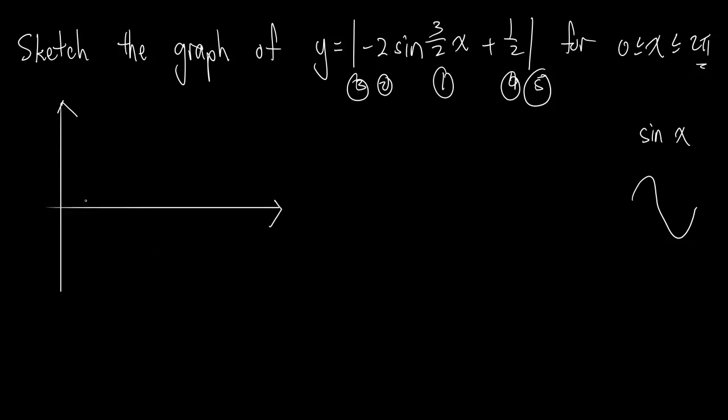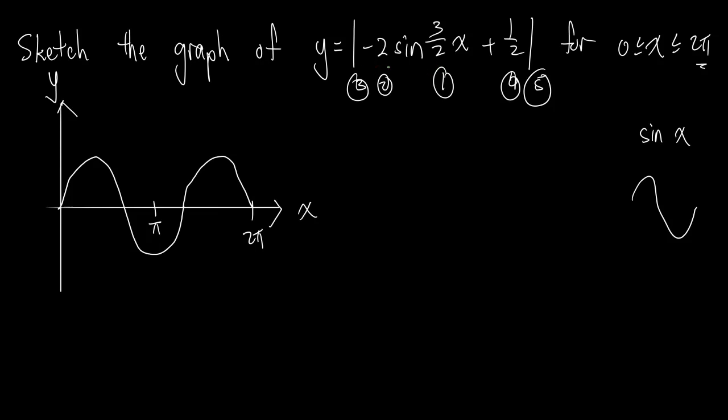So 1.5 cycles basically looks something like this. You draw one full cycle, that's a full cycle, and then another half cycle. Here it will be 2 pi, and here it will be pi. And here's the x-axis and here's the y-axis. So we have done this frequency.